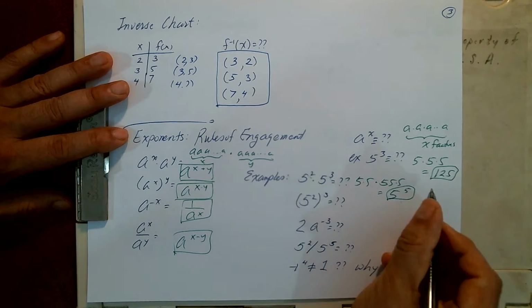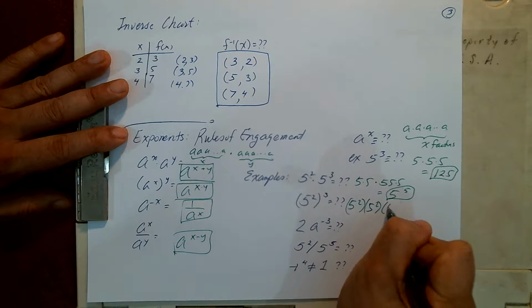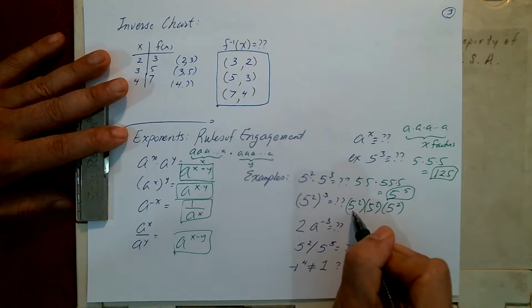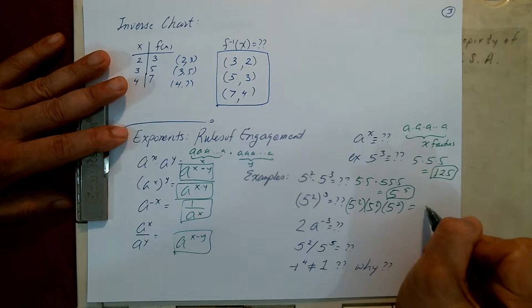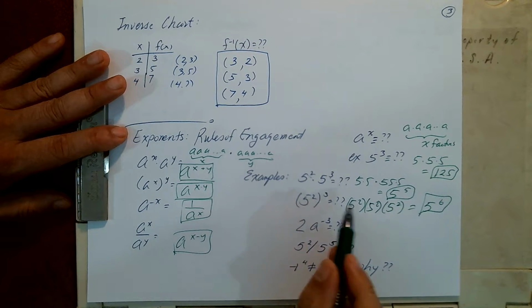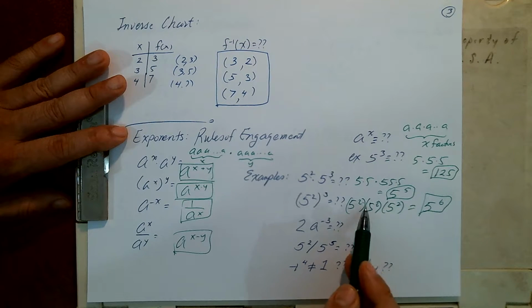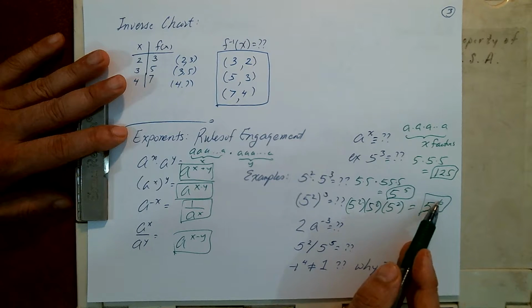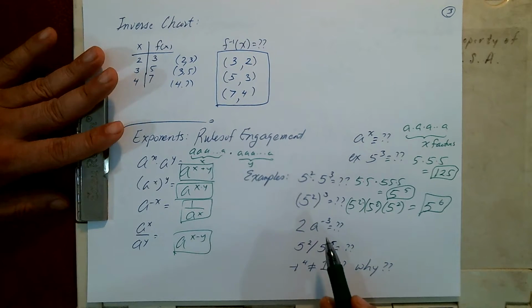How about this one? We could use the definition: 5 squared times 5 squared times 5 squared, which is 3 bundles of 5 squared. You end up with 6 bundles. Or we could have just, by definition, 3 bundles of 2 is the same thing as 3 times 2, which is 6. Or we could just multiply these two. So when you have a power to a power, we just multiply them. Okay?